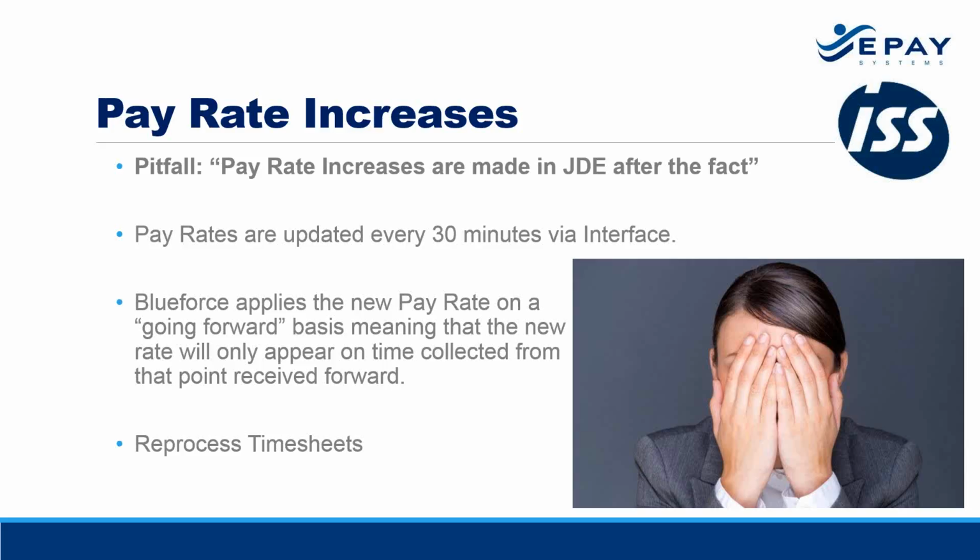Now, Blueforce applies the new pay rate on a going-forward basis. That means even though you've told the system that the effective date was back on March 1st, but you're just now applying it today, the system is going to apply that rate for any time going forward. So the next time the employee goes to the system and punches in for a new shift or a new day, the system will then apply the appropriate rate to that time. So any time that's currently on the clock or any time that goes back to the beginning part of the pay week will not be affected.